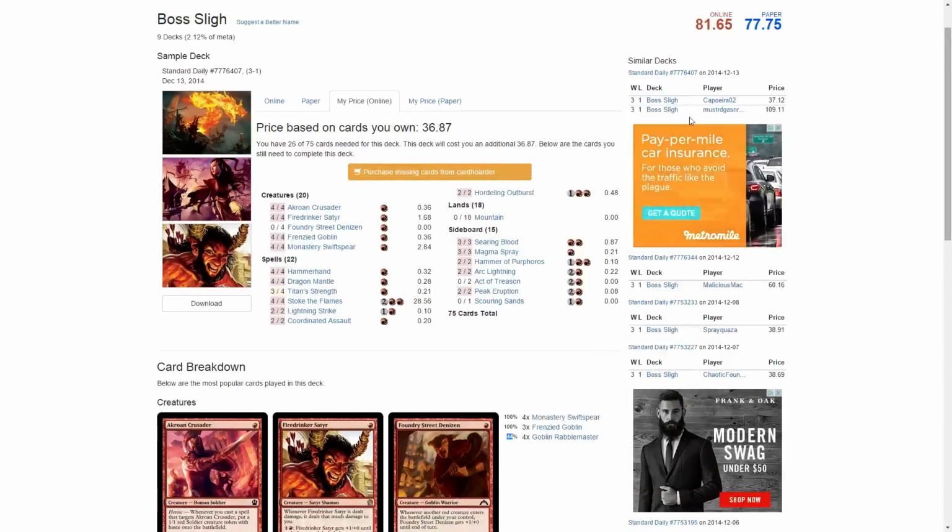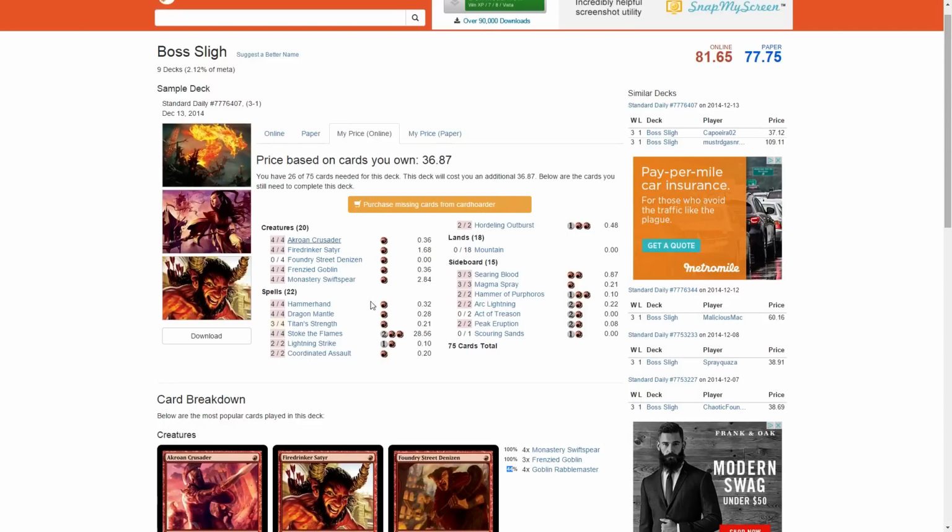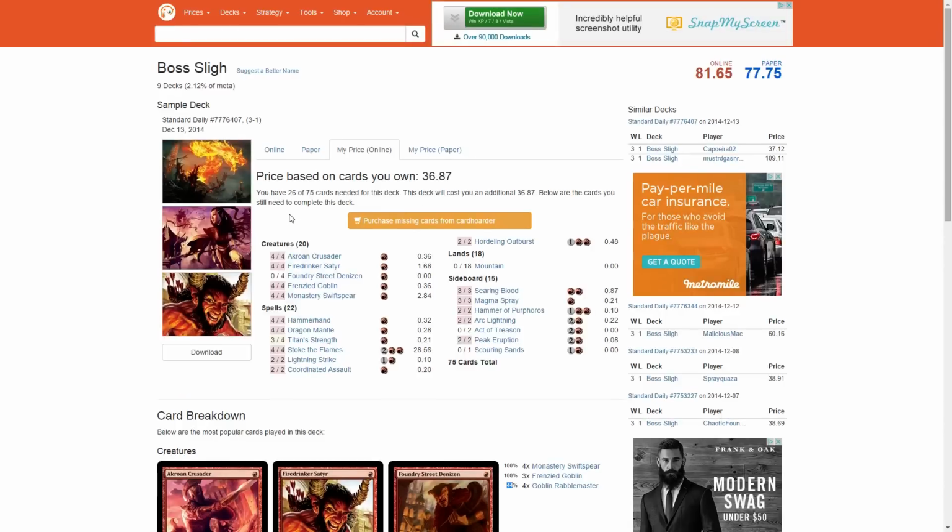If you want to look at more decks, you can find decks on the right hand side here. And also this deck here is a sample deck based on the past results. So if there's a large paper tournament like a Grand Prix or Star City Games, that deck would be here, otherwise it'll be a deck from a daily.